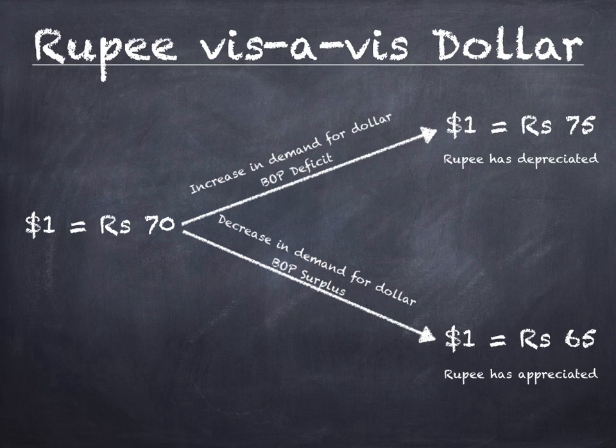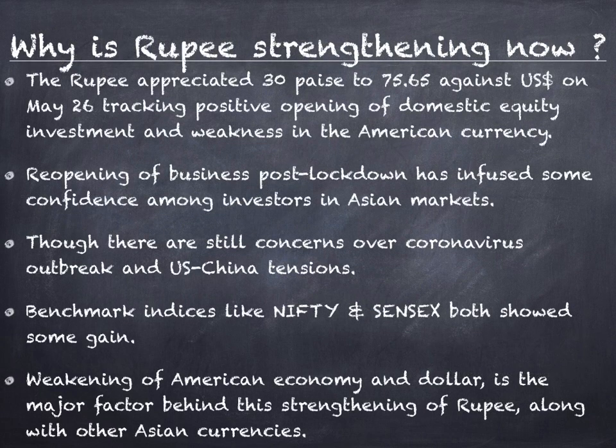All right. Now you got this thing. Now you'll understand why rupee has risen in the recent times. All right. Why is rupee strengthening now? Strengthening means appreciating. All right. Let's take a look at these 5 points. Point number 1. The rupee has appreciated 30 paise to 75.65 against US dollars on May 26th. Tracking positive opening of domestic equity investment and weakness in the American currency.